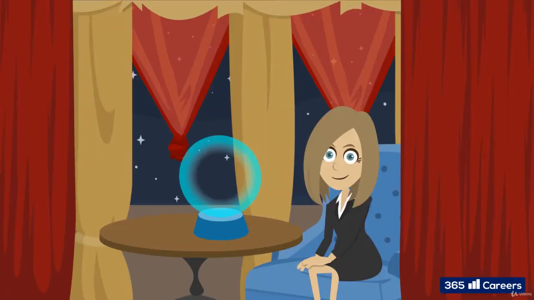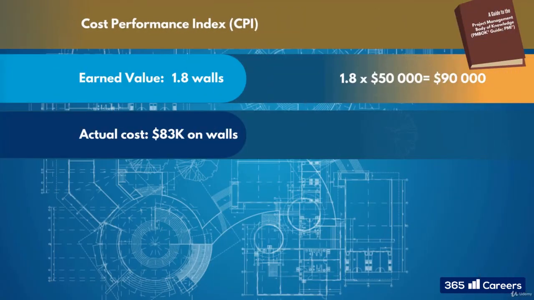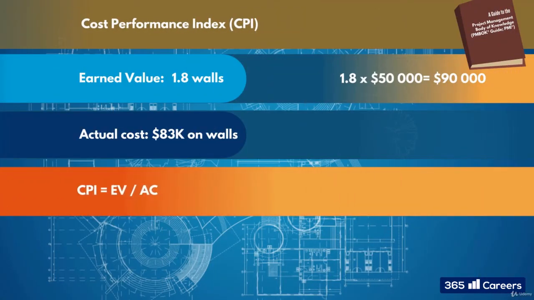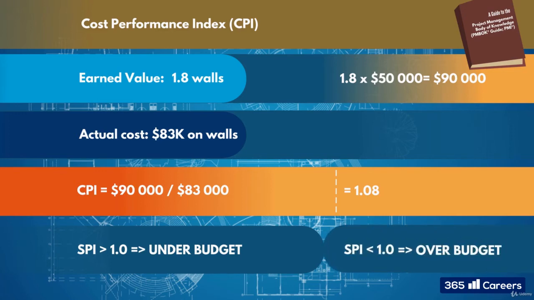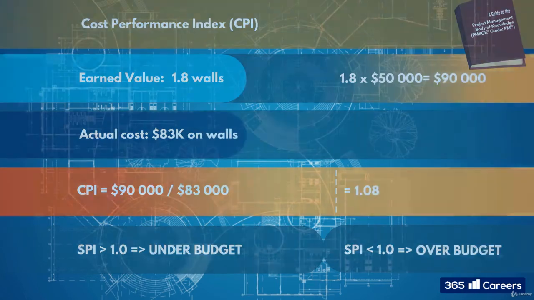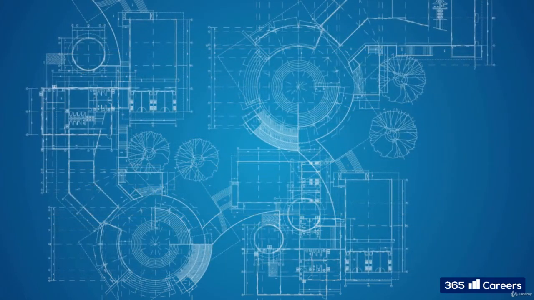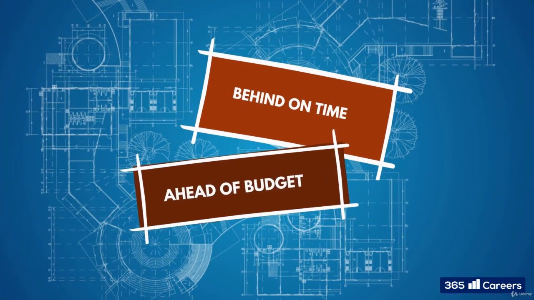Now, let's predict the future with the cost performance index. Once again, we divide. So it's earned value divided by actual cost. $90,000 divided by $83,000, which equals 1.08. Because the same rules apply, if the number is above 1, then we will be under budget if the work continues at the same rate of spending. If the number is below 1, then we expect to be over budget. Awesome stuff. With this information, we can see that we are behind on time but ahead on budget.